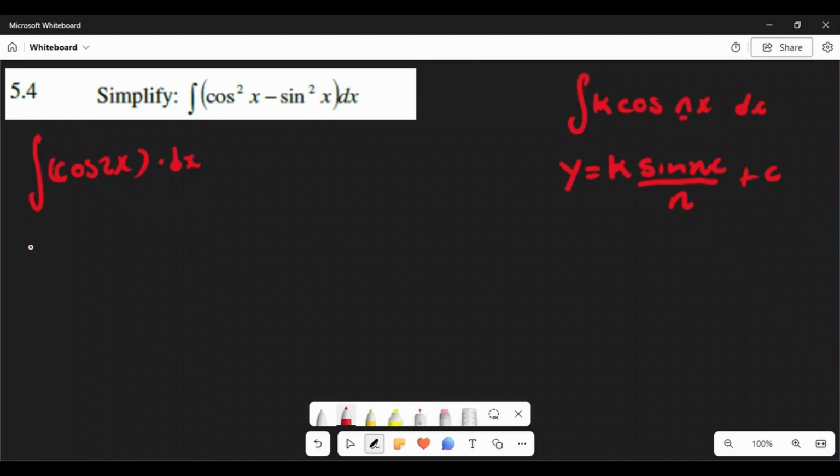So let's integrate this one here. What is our k? Our k is 1, so even if you don't write it, it's fine. So you're going to have sine 2x divided by 2 plus c. Don't forget guys, we are adding plus c because these are indefinite integrals. So guys, this is how you actually do 5.4.